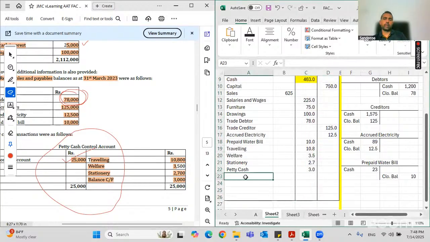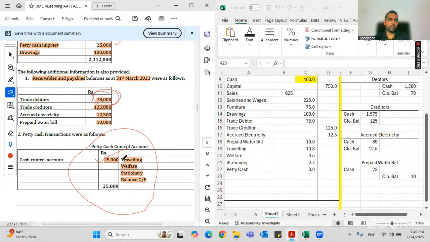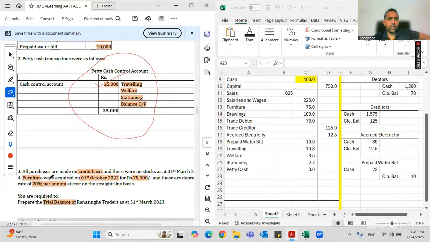Right. So we have recognized the expense debited to traveling, debited to welfare, debited to stationery, and the closing petty cash balance is an asset. That is also completed. Finally, all purchases are made on credit. Furniture depreciation, that we have to do something.